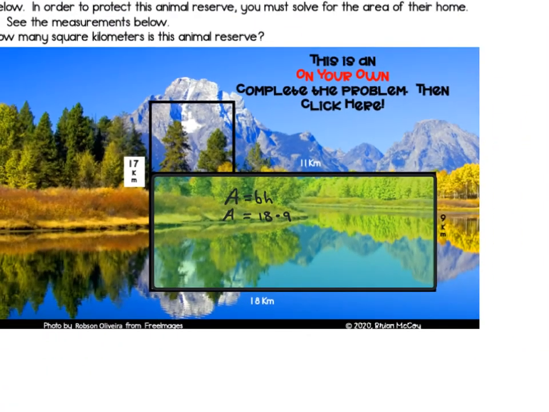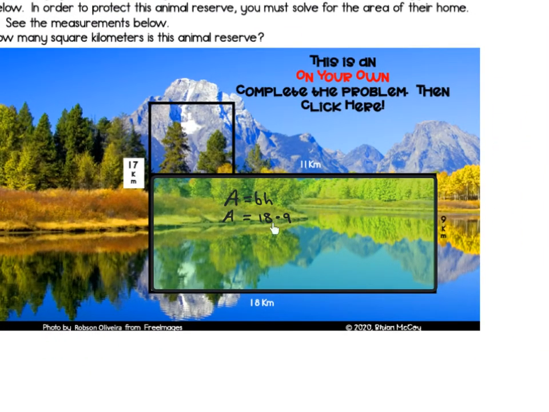Now let's just go back and show you that just to confirm it. So my base is 18 here, right? And my height is 9 right here. So now all I have to do is multiply these two together, and I will get my area for this bottom rectangle. So let's go ahead and do that right now.